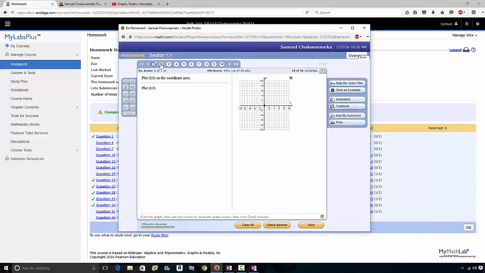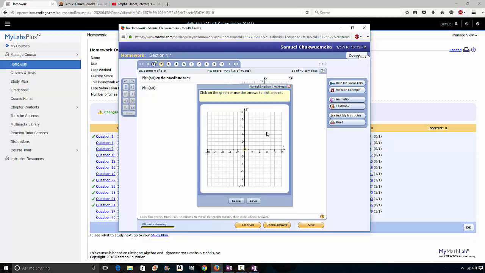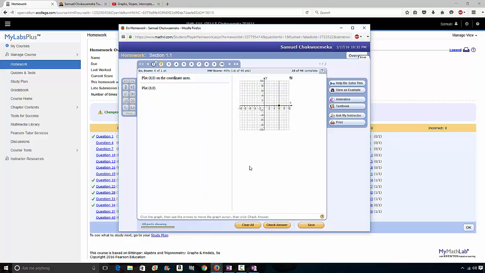Question 2. You want to plot (6, 0) on the coordinate axis. So this means that the x is 6 and the y is 0. What you want to do is expand this graph, and x is 6. And of course on the x-axis the y is 0. So this is just it. You save it, and then you press the enter key on your keyboard or you check answer. And that is it.